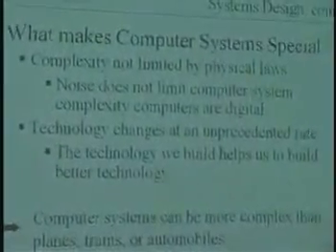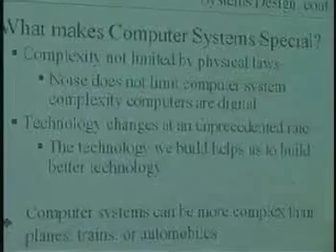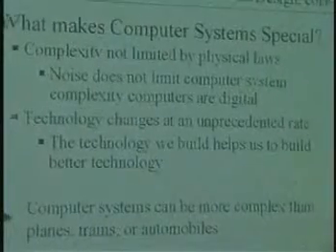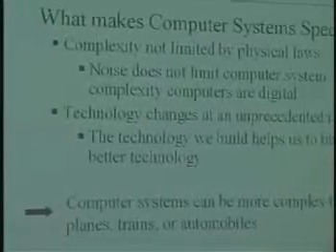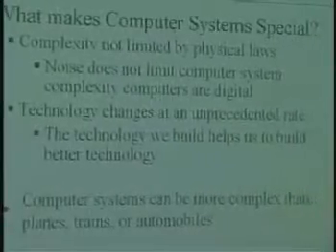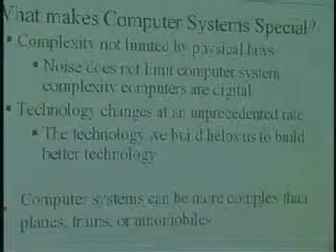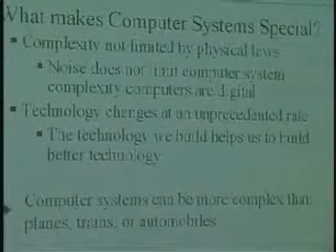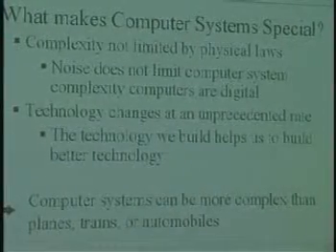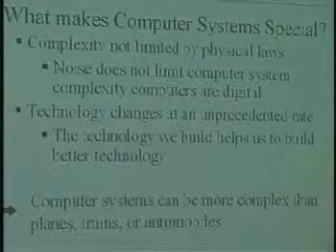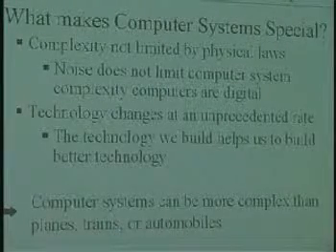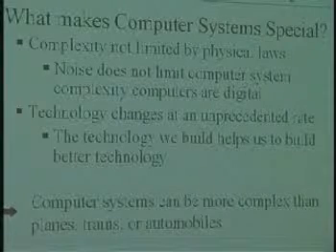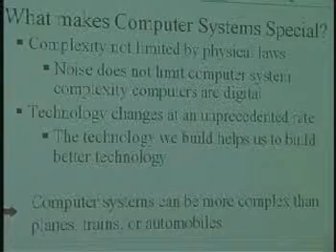So what makes computer systems so special? Why are they so different than a lot of other systems? Well, one of the primary reasons is that the complexity of a computer system isn't limited by physical laws. And in particular, noise doesn't limit the computer system complexity because computers are digital. And we'll actually go through a little example of what that means a little bit later on.